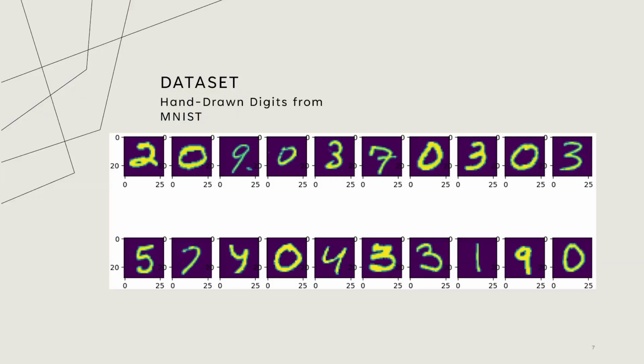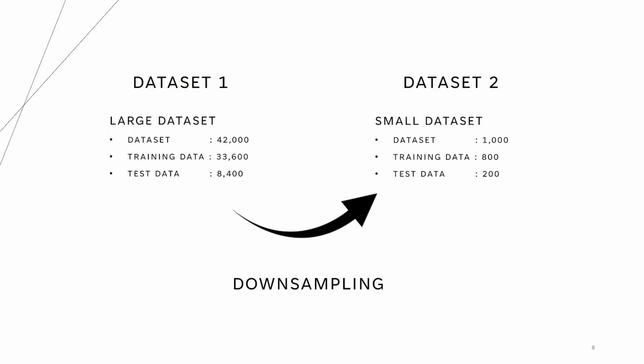The dataset we will be dealing with is the hand-drawn digits dataset from MNIST. The image shown is a sample of 20 digits taken from the dataset. The dataset taken from MNIST will be labeled Dataset 1. Dataset 1 will be the large dataset which will be used as the baseline for this research.